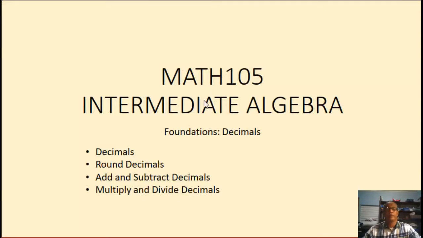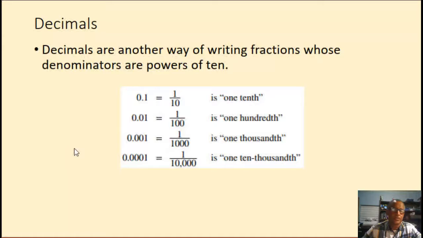We are going to round out this introductory set of lectures with a brief discussion of decimals. So we look at what decimals are, how we round them off, how we add, subtract, multiply, and divide them. So a decimal is just another way of writing a fraction whose denominator is a power of 10. So if you want to write 1/10, it's 0.1, 1/100 is 0.01, 1/1000 is 0.001, and so on.